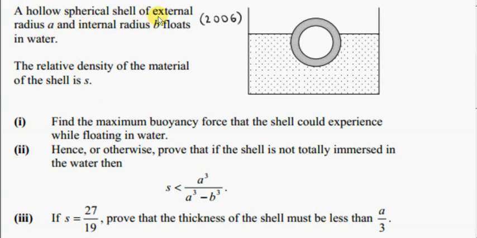A hollow spherical shell of external radius A and internal radius B floats in water. The relative density of the material of the shell is S. So that means that the density of the shell is 1000 times S. Now we are assuming that the density of the inside of this thing is 0.